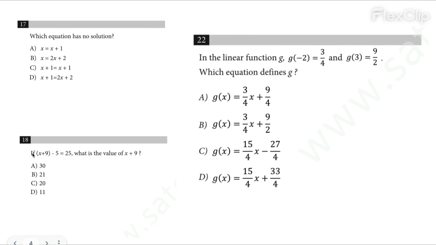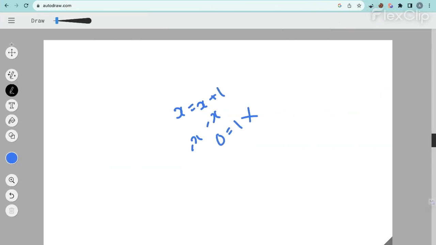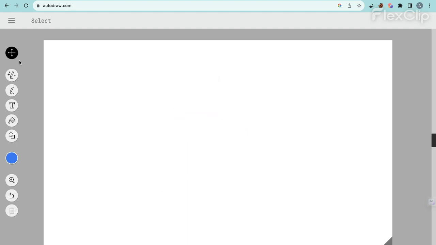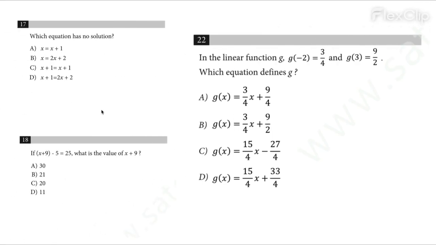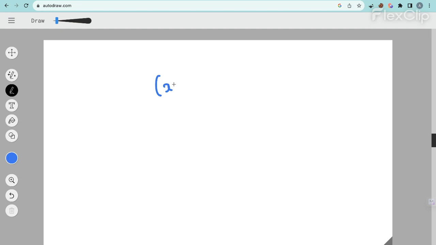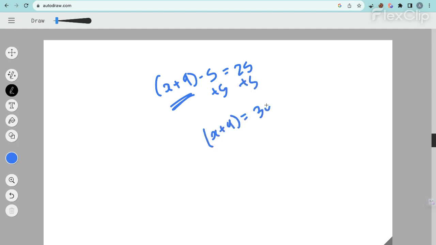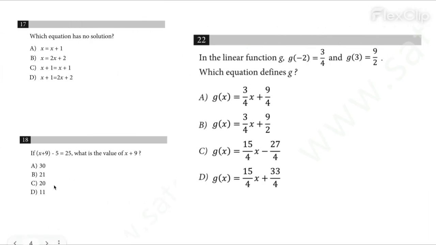All right. If x plus 9 minus 5 is equal to 25, what's the value of x plus 9? Also a very easy question. X plus 9 minus 5 is equal to 25, and we want to know the value of x plus 9, so you just separate it. X plus 9 is equal to 30. That should be your answer, and that is answer choice A.